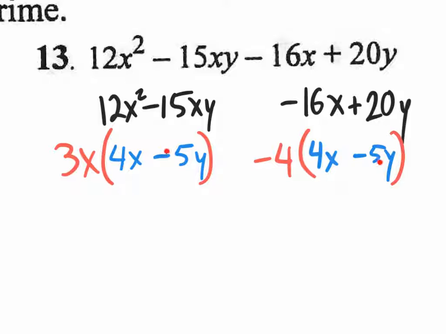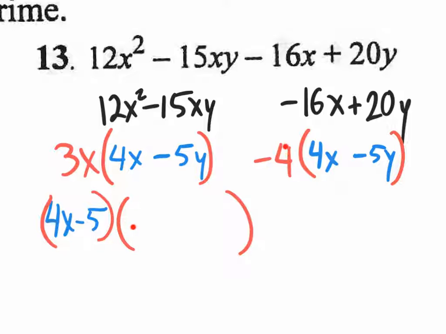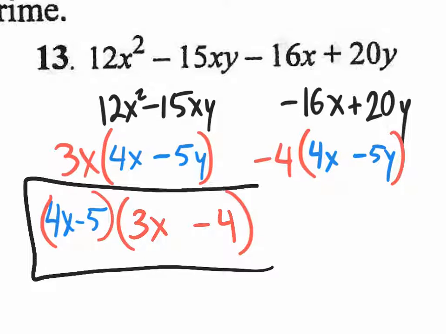So you're going to take this binomial and pull them out here in the front. So we're going to put the 4x minus 5y out here in the front, which would mean that we'd have stuff left over. So the 3x would be left over here, and the -4 is going to be left over here. So again, take these two outside terms and bring them down, put them in those parentheses. And ladies and gentlemen, we are done. That is the factored form right there of number 13.